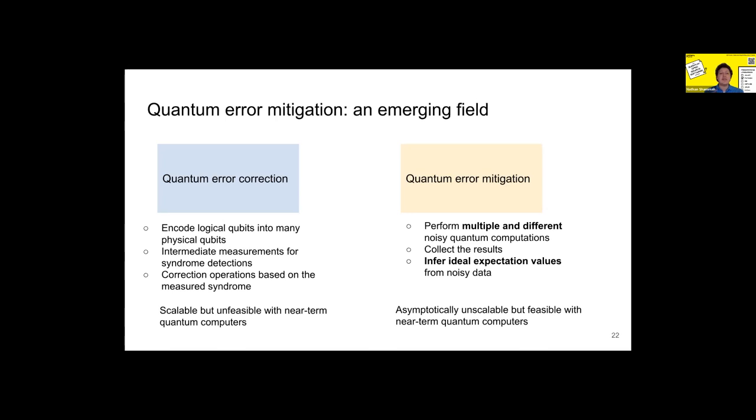So in this slide, I would like to provide some bullet points summarizing the differences. In quantum error correction, one encodes the logical qubits into many physical qubits. And there are some intermediate measurements for so-called syndrome detection.